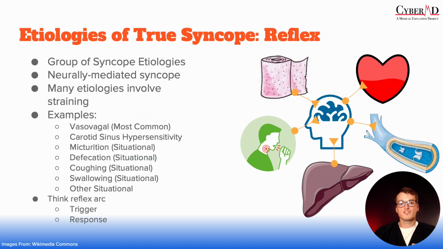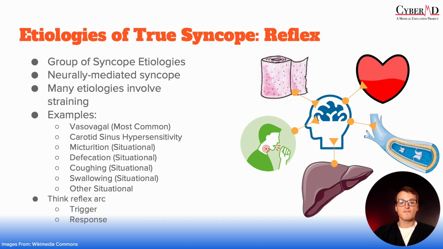First, we will dive into the topic of reflex syncope. Reflex syncope is a subtype of syncope that is neurally mediated, involving a reflex arc that's going to lead to vasodilation and/or bradycardia. Let's explore the different types of reflex syncope and understand the mechanisms behind each.